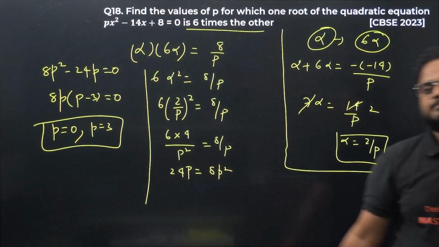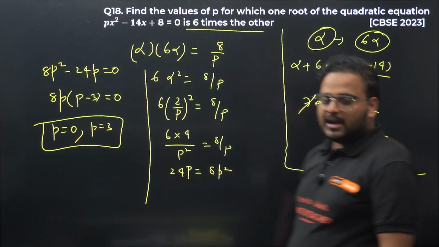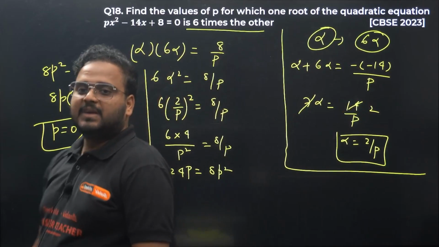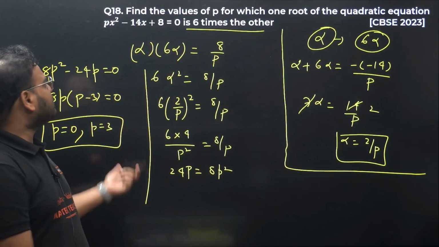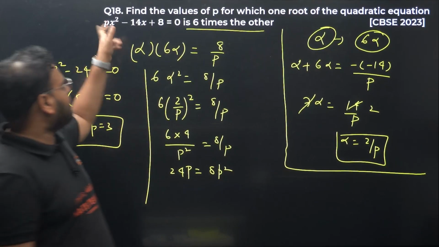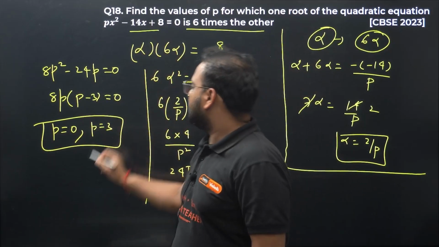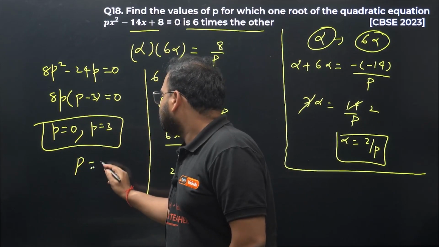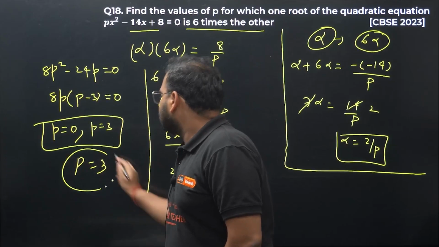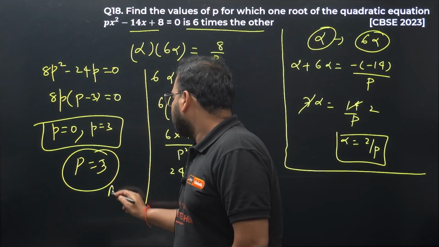Please check. P can be either 0 or 3. But can it be 0? If you take p value as 0, it will become a linear equation, right? So your answer becomes p equal to 3. That's your final answer. Please check.